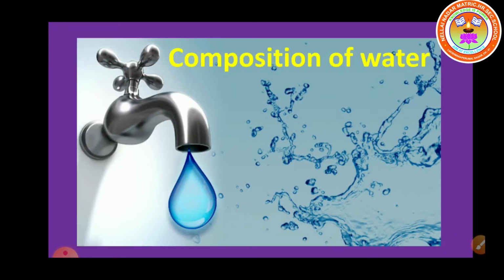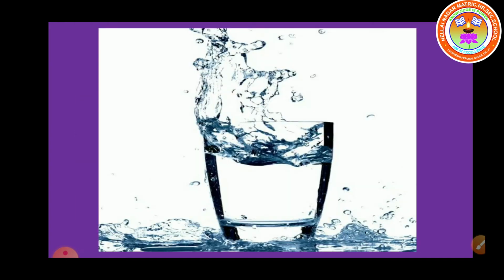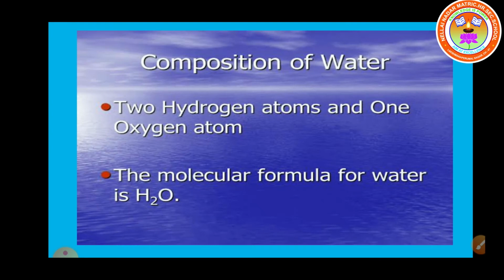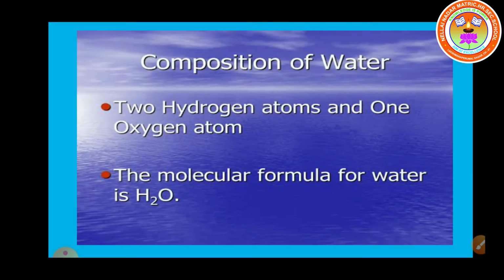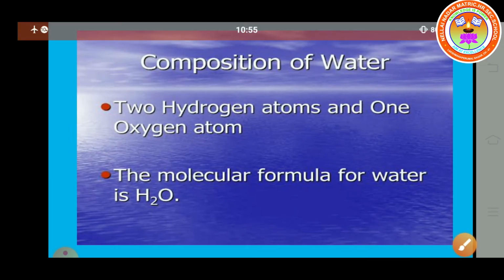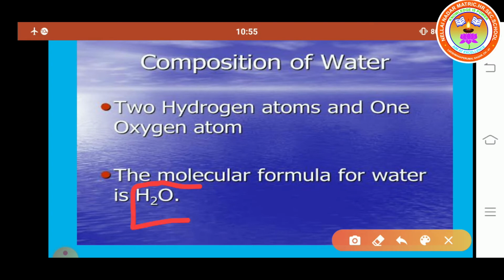Let us discuss the composition of water. Children, we know water is a transparent, tasteless, odorless and nearly colorless chemical substance. It is composed of two atoms of hydrogen combined with one atom of oxygen. The molecular formula of water is H2O. So students, what is the molecular formula for water? That is H2O.